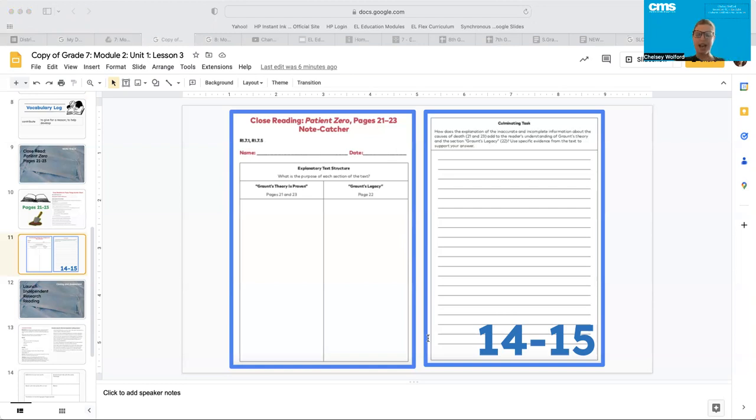This big question: how does the explanation of the inaccurate and incomplete information about the causes of death add to the reader's understanding and the section of Graunt's legacy? Use specific evidence. So the author explains how the cause of death Graunt had access to was sometimes inaccurate or incomplete. This was because the searchers had no medical background. They could be bribed to change the cause of death, and they did not collect information from people who did not belong to their church.